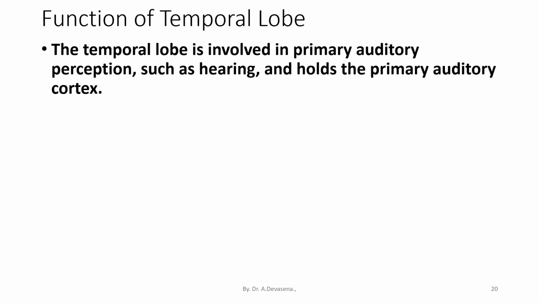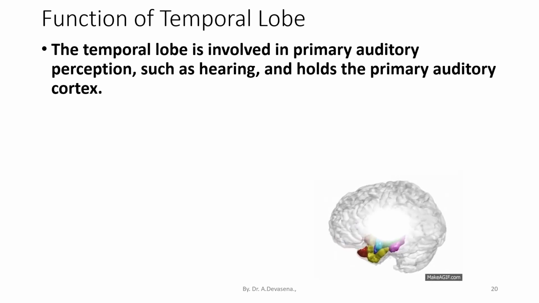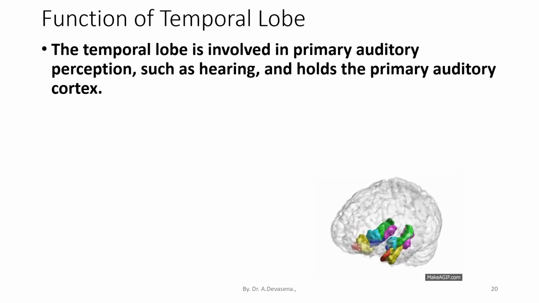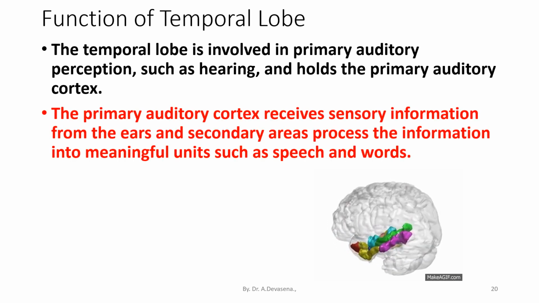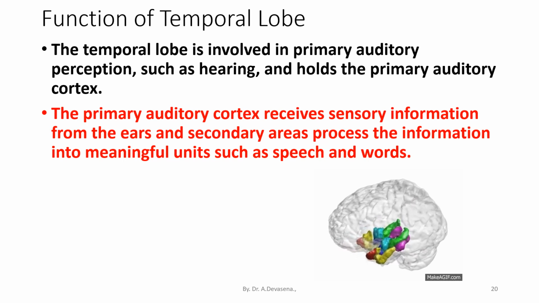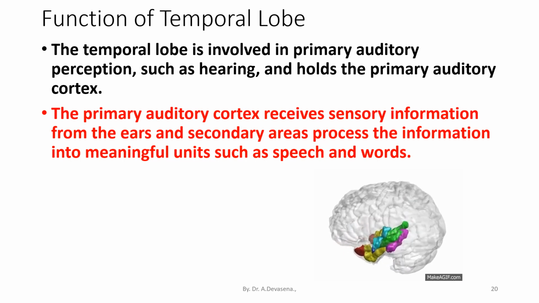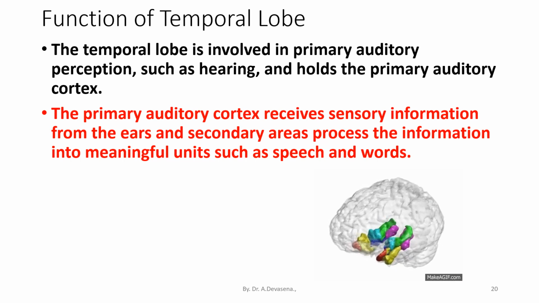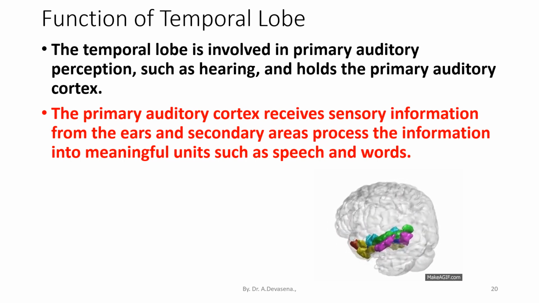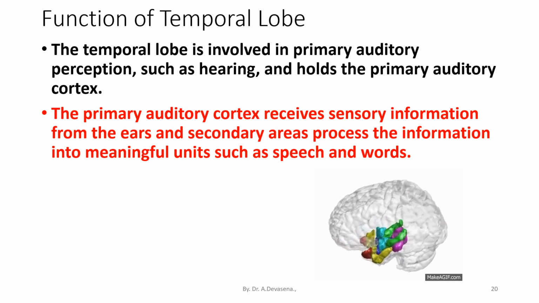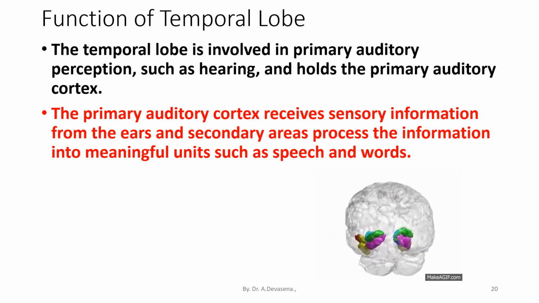Let us see the function of temporal lobe. The temporal lobe is involved in primary auditory perception such as hearing and holds the primary auditory cortex. This is the representation of the temporal lobe. The primary auditory cortex receives sensory information from the ears, and secondary areas process the information into meaningful units such as speech and words. This function is done by the temporal lobe.